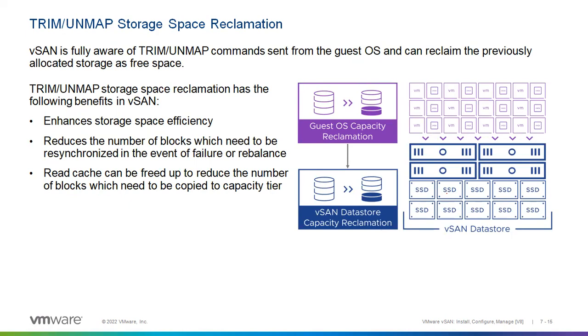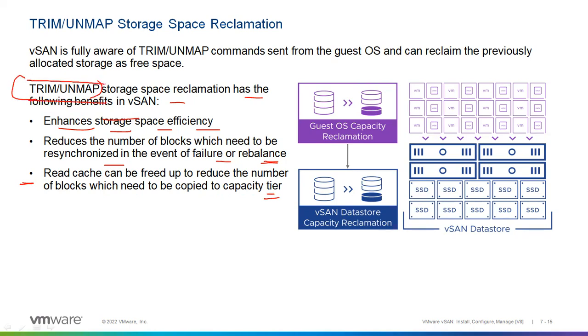Yes, sir. Then trim and unmap storage reclamation. vSAN is fully aware of trim and unmap commands sent from the guest OS and can reclaim the previously allocated storage as free space. Trim is especially for the Linux operating system. Trim or unmap storage reclamation has the following benefits: it enhances the storage space efficiency, and reduces the number of blocks which need to be resynchronized in the event of failure or rebalance of your vSAN cluster. Read cache can be freed up to reduce the number of blocks which need to be copied to the capacity tier. So where do we run this trim or unmap command?